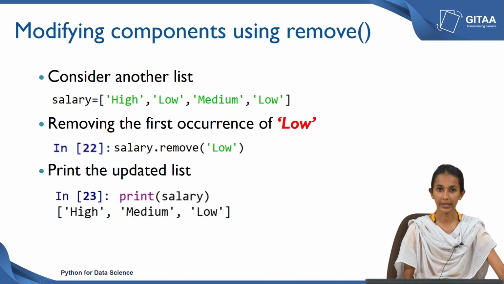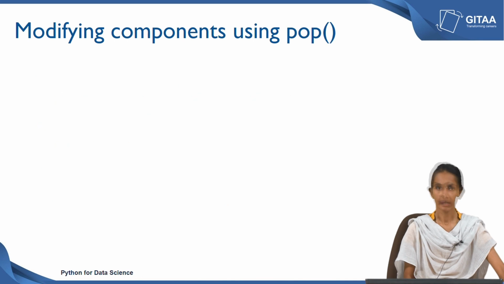If you print the updated list, it returns the values high, medium and low. The corresponding index positions now change to 0, 1 and 2. Next, we will modify the components using the pop function.